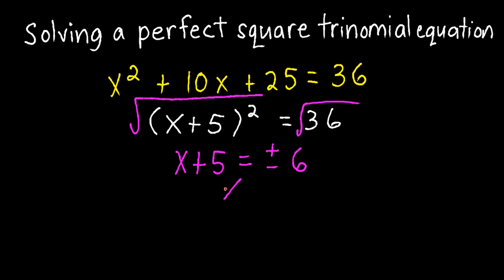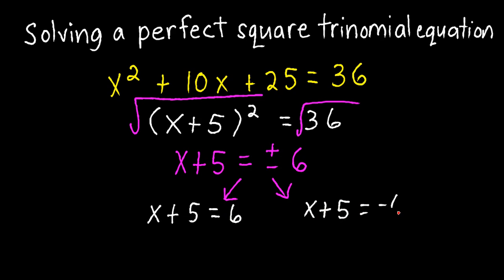Now I can set this up as two different equations. One is going to be a plus 6 and one will be a minus 6. And I can solve to find out what the two possible answers are. x plus 5 equals 6, or x plus 5 equals negative 6. Then I subtract 5 from both sides, and I'll get x equals 1. And on this side, if I subtract 5 from both sides, I get x equals negative 11. So there I've actually solved a perfect square trinomial.